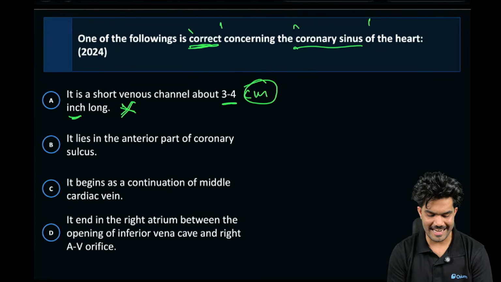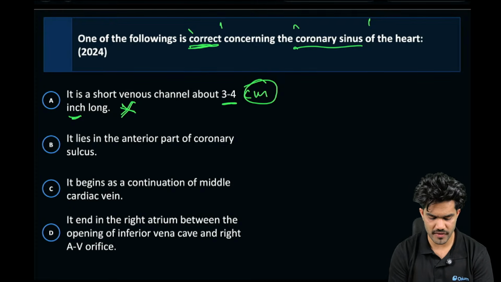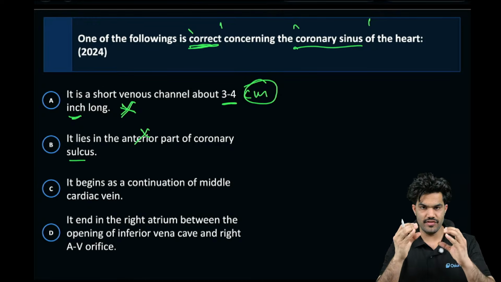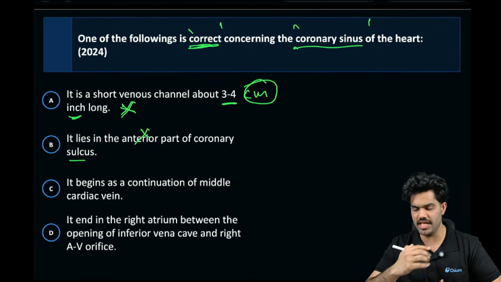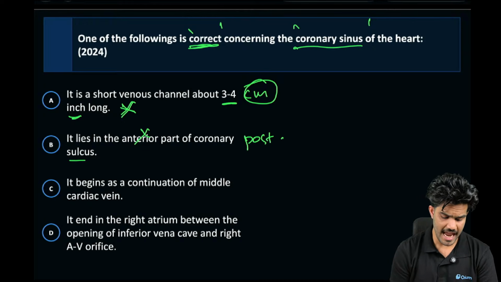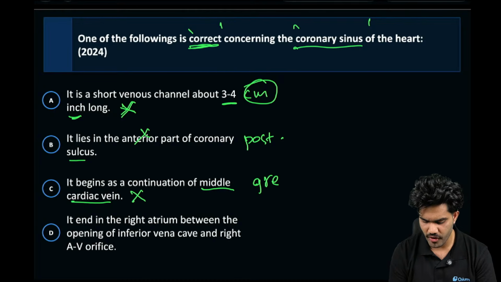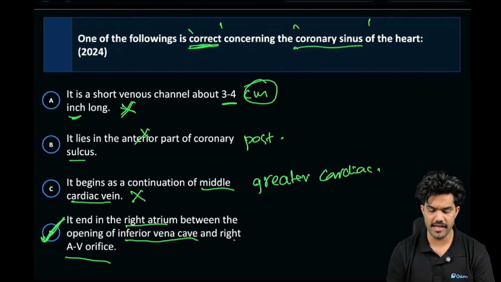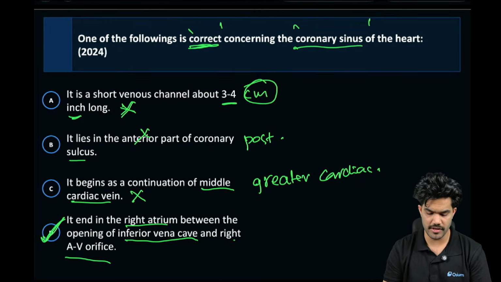Next: it lies in the anterior part of the coronary sulcus. No, guys, we all know the coronary sinus is present in the posterior part of the coronary sulcus. It begins as a continuation of the middle cardiac vein. No, it begins as a continuation of what? The greater cardiac vein. It ends in the right atrium between the opening of the inferior vena cava and the right atrioventricular orifice. So this will be the right option. Completely clear.